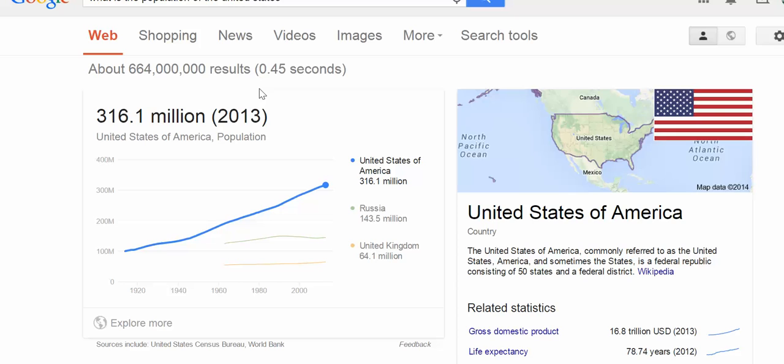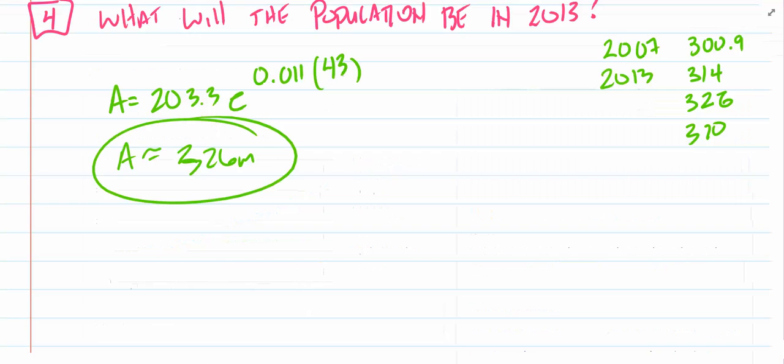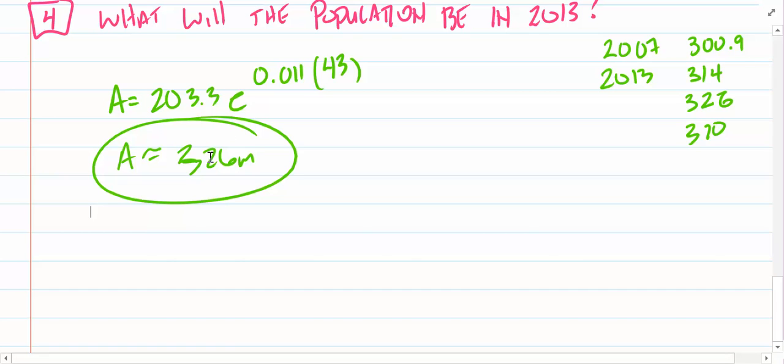According to Google, we see that the population in 2013 was 316.1. So why are we so far off? I mean, what did we get? We came up with 326. What do you think, Lauren? Yeah, our model's not that good of a fit, right? It doesn't always fit perfectly.